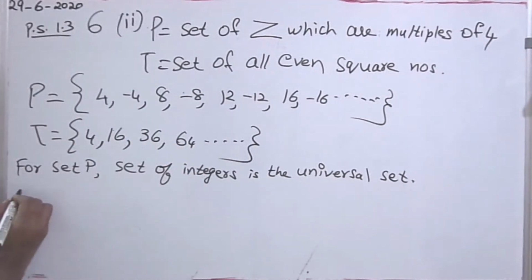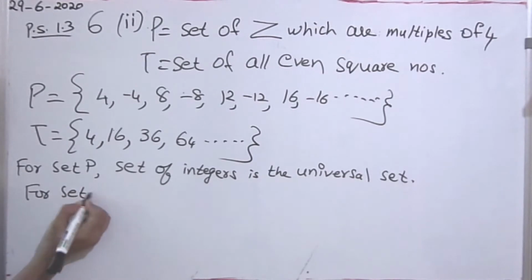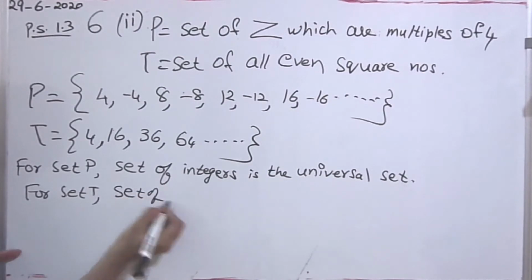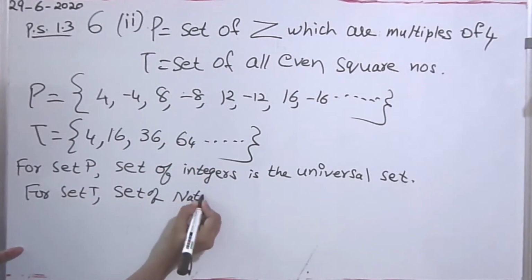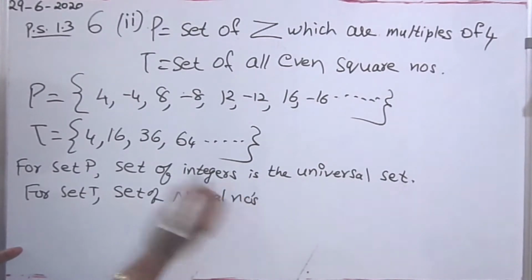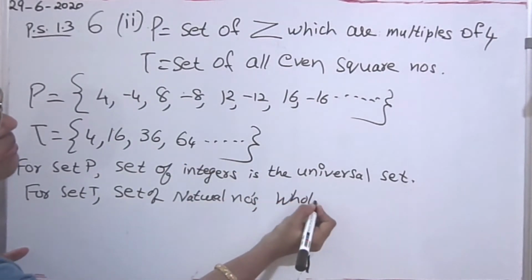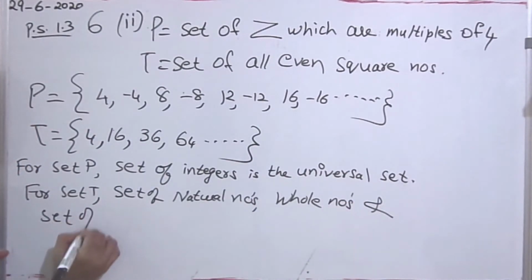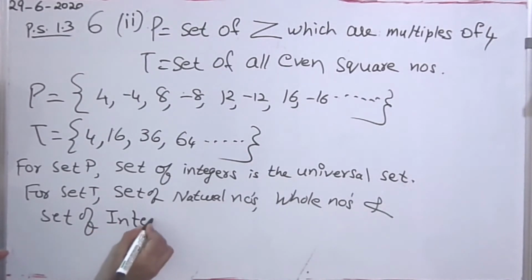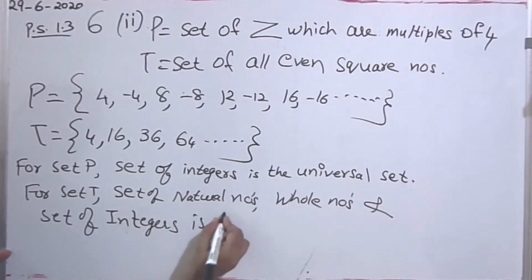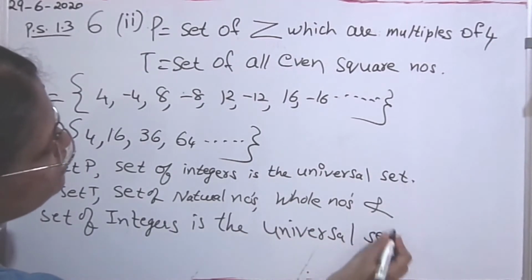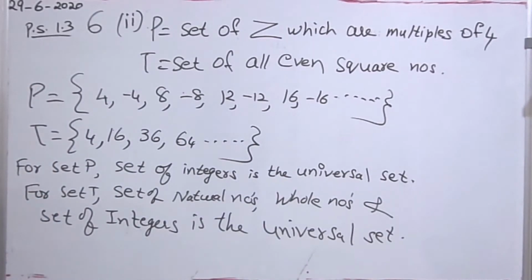For the next one, set T, the set of natural numbers. These come in natural numbers. This comes in whole numbers also, and in the set of integers also. Is the universal set. So first one is homework, second one is done for you.